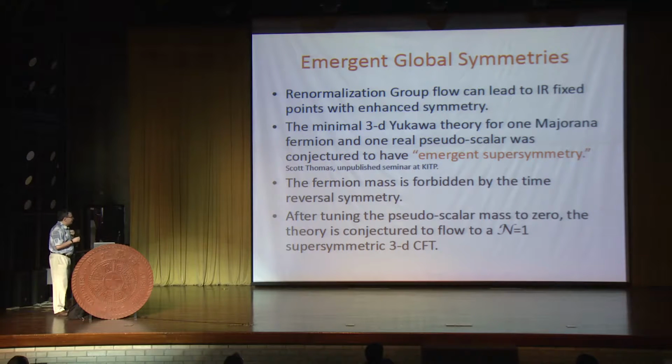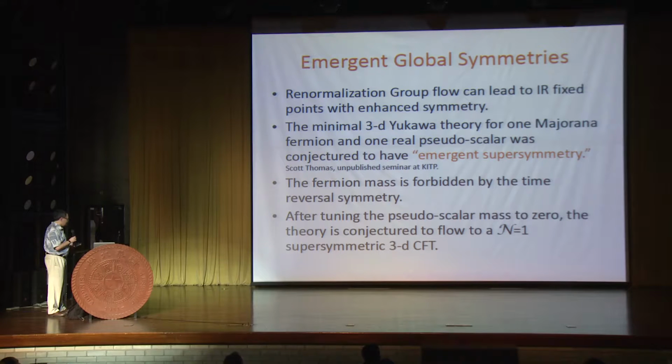Okay, so the specific phenomenon I want to address is emergent global symmetries. It's well known that sometimes renormalization group leads to infrared fixed points which have a higher global symmetry than in the original Lagrangian. For example, if you just take 2 scalar fields with arbitrary quartic potential, the most attractive IR fixed point will have O(2) symmetry. It will be like phi1 squared plus phi2 squared. That's the most infrared stable one.